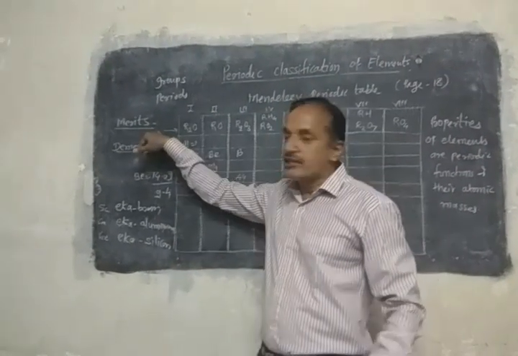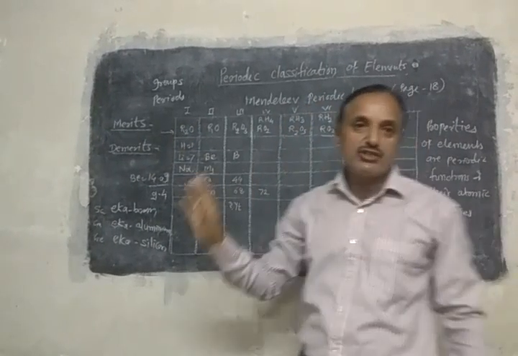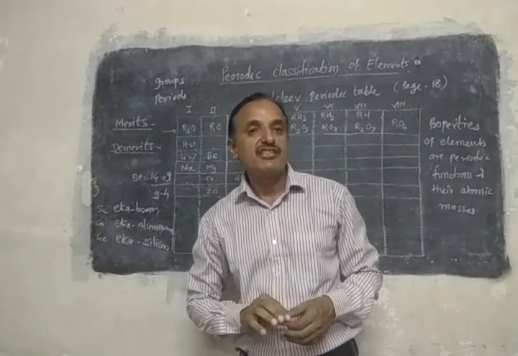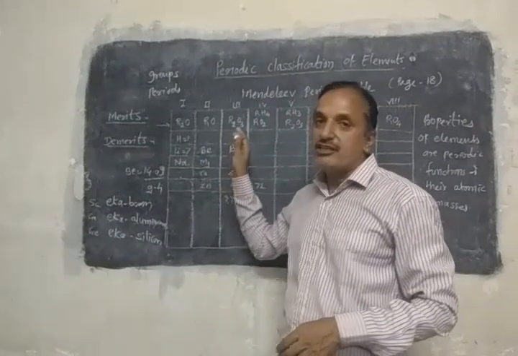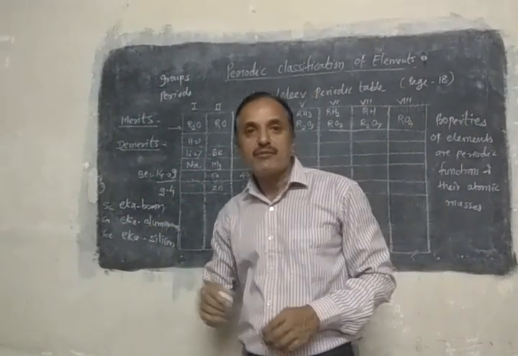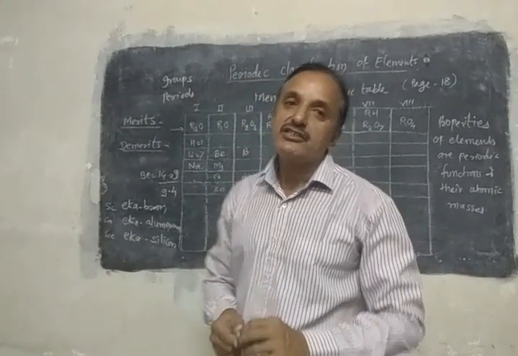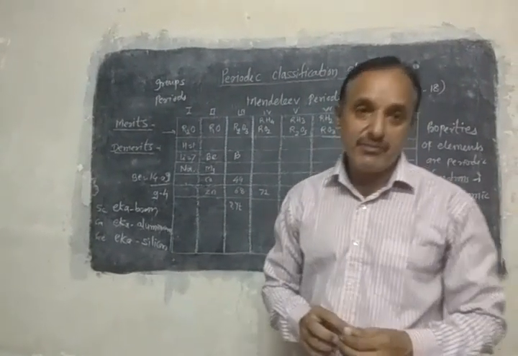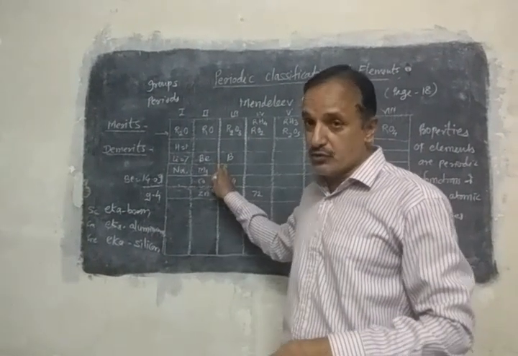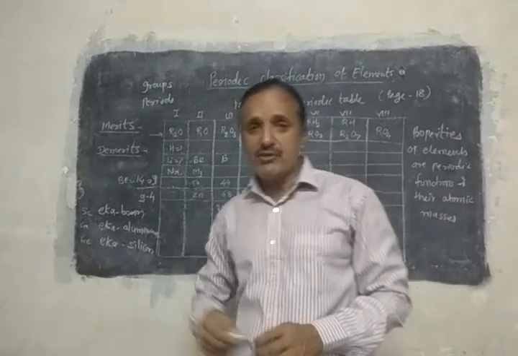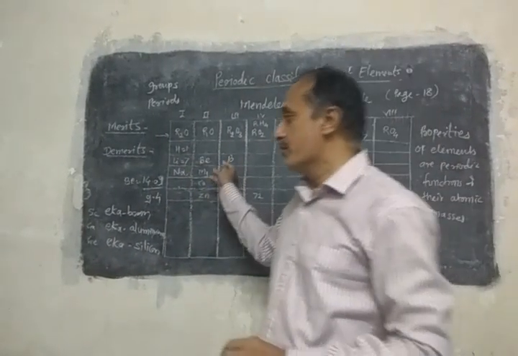So far, what we see about the merits: on the first merit, in that table elements are successfully classified and placed in the table. The second one was that we got the correct atomic mass number of the elements. Before Mendeleev, some elements had the wrong atomic mass number. That was corrected by Mendeleev. So we got the information that some elements had their atomic mass number corrected, like beryllium.